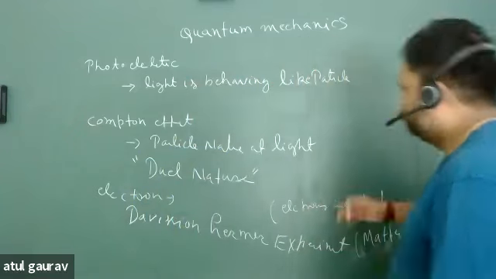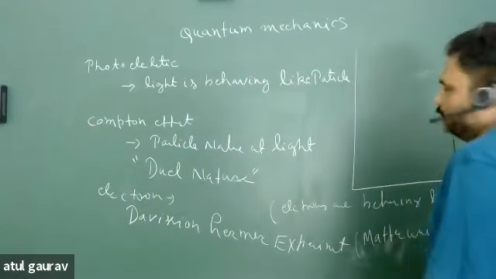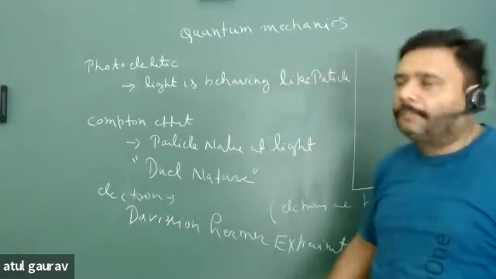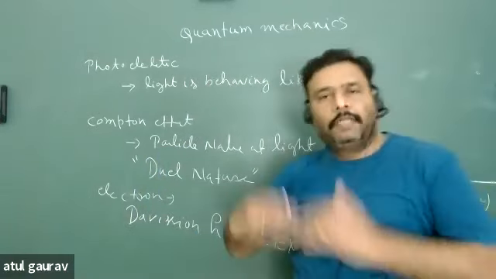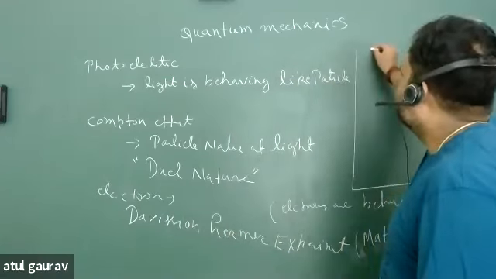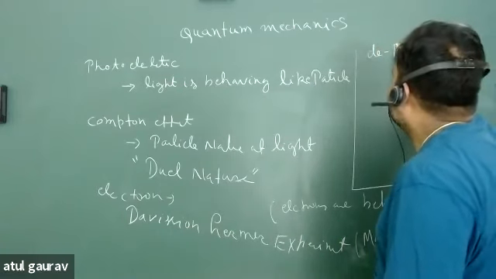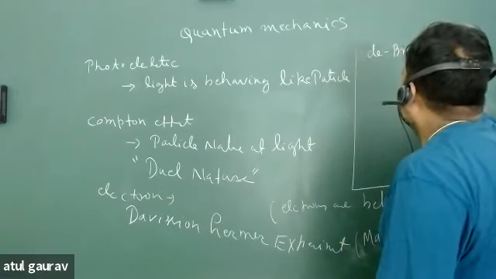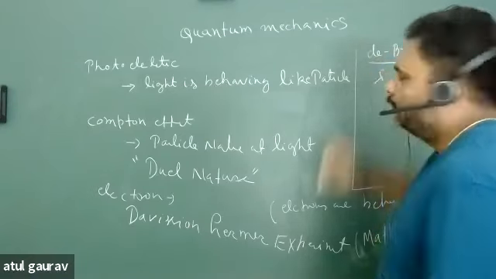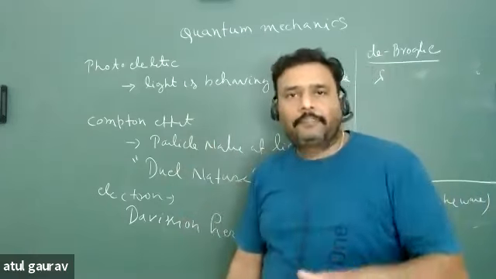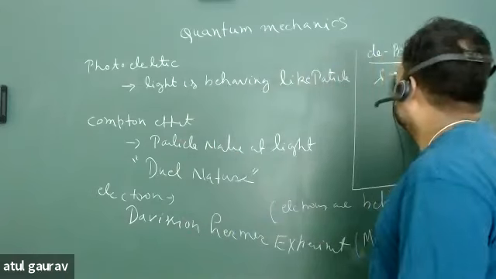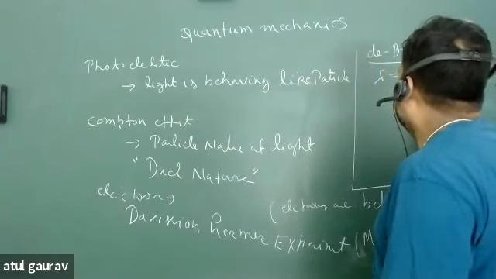And now we have some hypotheses. What is the hypothesis? The first and most important one, we will discuss when the time comes. All hypotheses I will discuss. The first hypothesis is the de Broglie hypothesis. What did he say? He said, if a particle is moving, it has an associated matter wave, and the wavelength of that matter wave is lambda equals h upon mv.